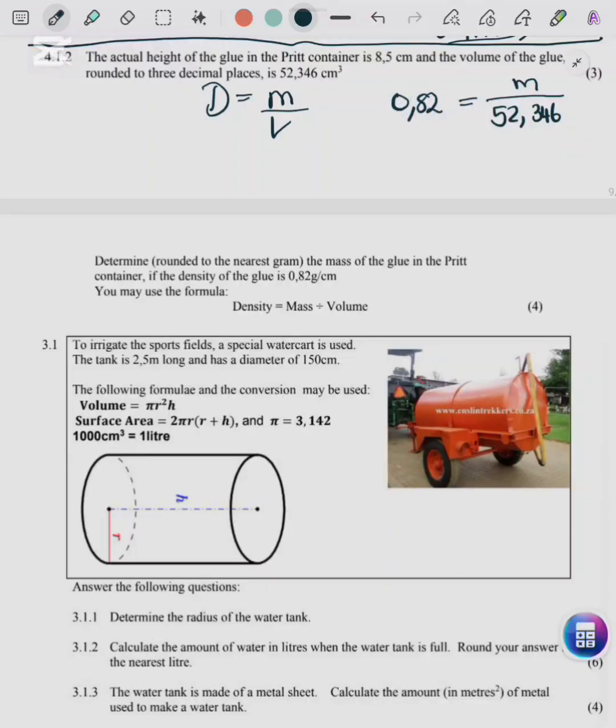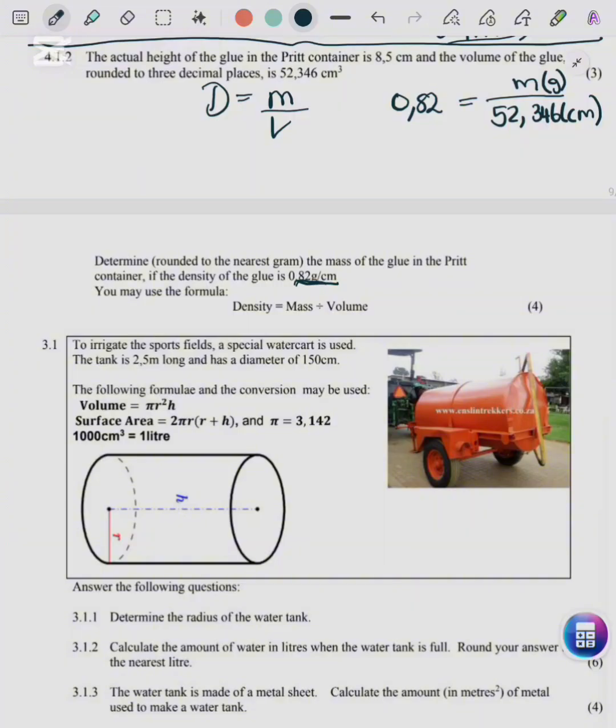And I know the density because the density they tell me is 0,82 grams per centimeter. So the important thing here is to remember then that if the density is in grams per centimeter, mass will have to be in grams, and therefore the volume needs to be a version of centimeters. Okay. And it is already, so I don't need to convert. So now the question is, how do I find the missing value? Well, we're going to work backwards. Something divided by 52 gave me this 0,82. So I multiply to find the missing value.